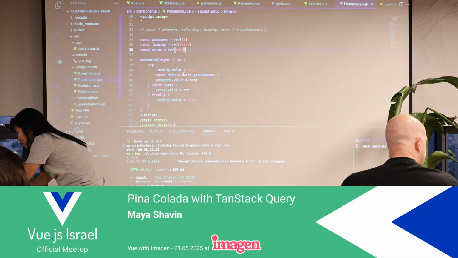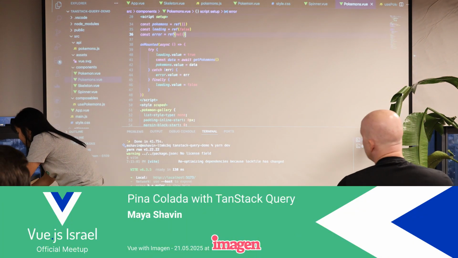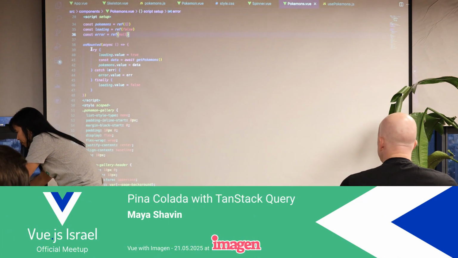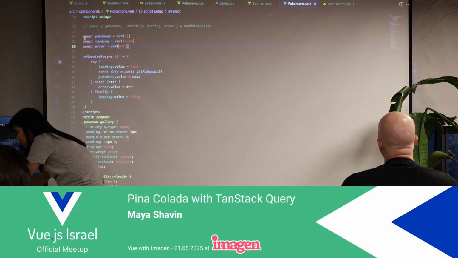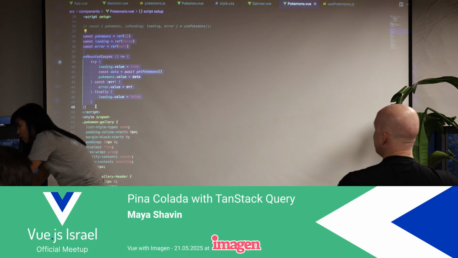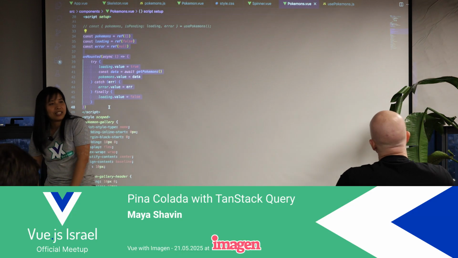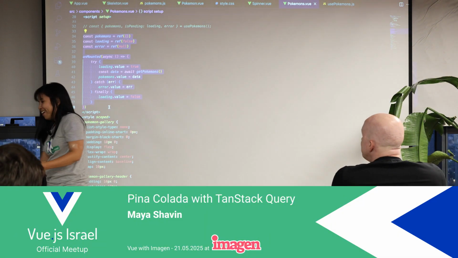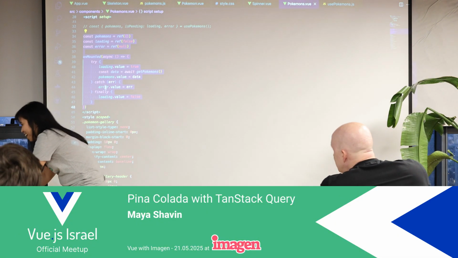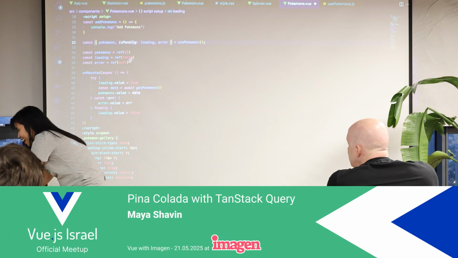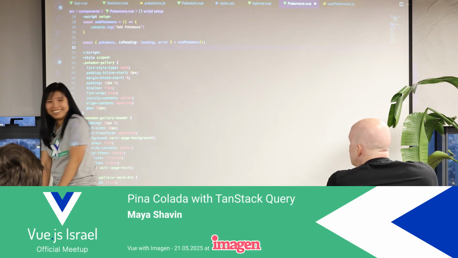So this is the code. Okay, let's just close it. We don't need to know all of this. This is the current code that we saw. Now we're going to refactor this to use TanStack Query. And the easiest way is just unhide this and delete everything. And that's it.